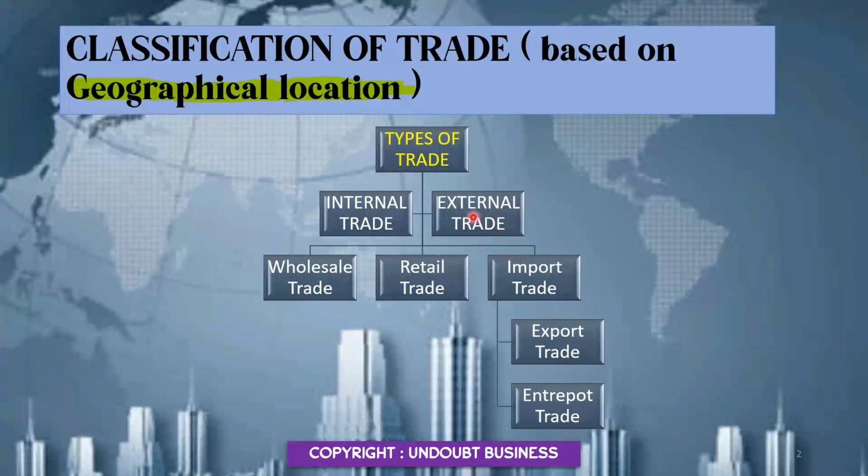Now internal trade is further classified as wholesale trade and retail trade. And when we talk about external trade, it is further classified as import trade, export trade and entrepot trade. This classification is based on geographical location. So I hope this chart is clear to you. It is a very simple chart which will give you an overview of what are the different types of trade. Now let's move on further.